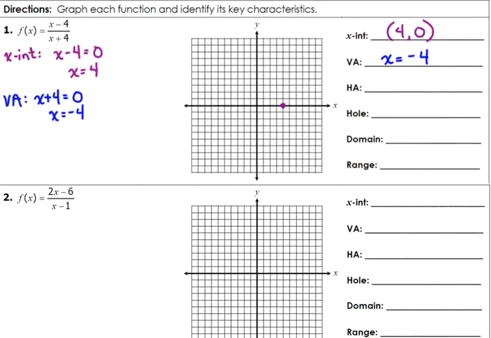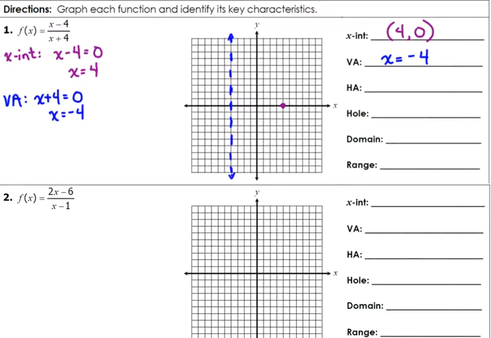Now, when we put this on our graph, it's a vertical asymptote, so it's a vertical line. So we go to x equals negative 4, and we put a dashed vertical line. Do not draw a solid line because it's technically not a part of the graph. It's an imaginary boundary on our graph. So put a dashed vertical line at negative 4.